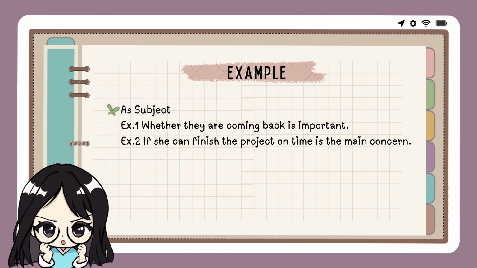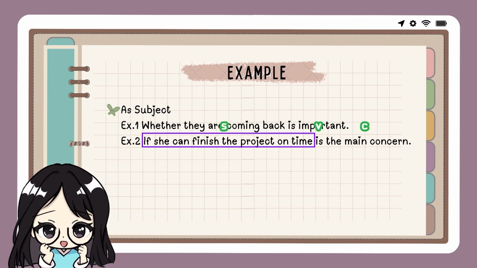For example, as a subject. Example number 1. Whether they are coming back is important. Whether they are coming back, functioning as the subject of the sentence. Example number 2. If she can finish the project on time is the main concern. If she can finish the project on time, functioning as the subject of the sentence.